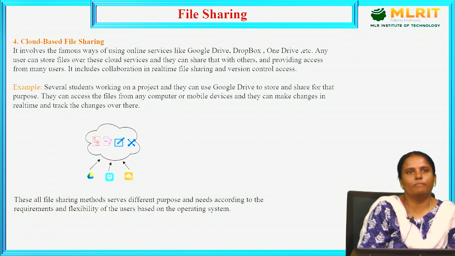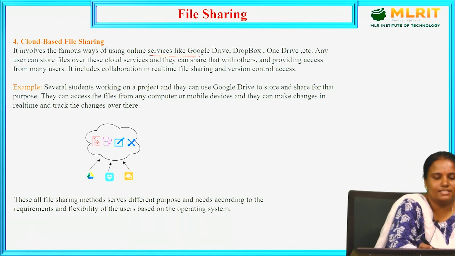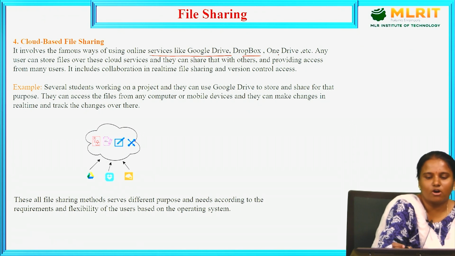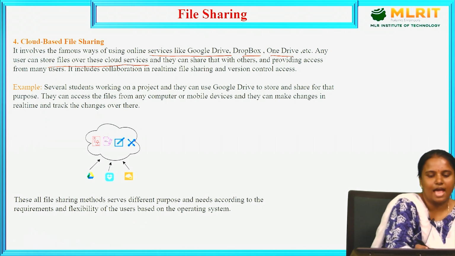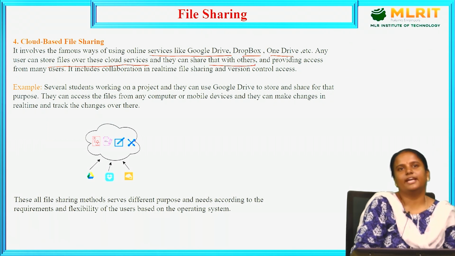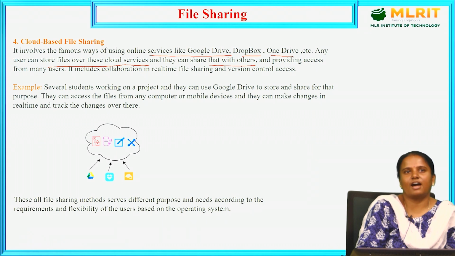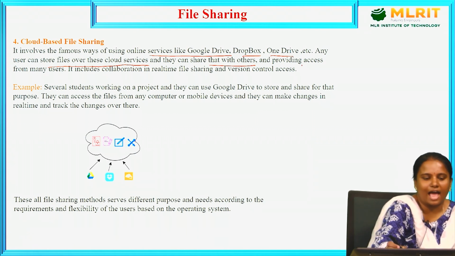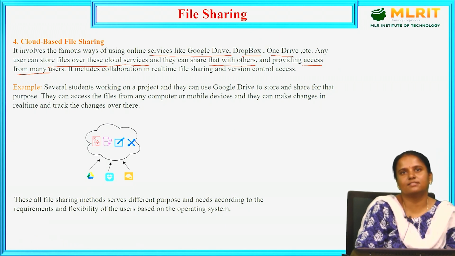Next one is cloud-based file sharing. It involves the famous ways of using online services like Google Drive, Dropbox, OneDrive, etc. So any user can store files over these cloud services, and they can share with others. So here the services used in this cloud-based file sharing are Google Drive, Dropbox, and OneDrive. These drive links can be shared from one user to another based on these cloud services, providing access to many users. Only the authorized person can do the access.